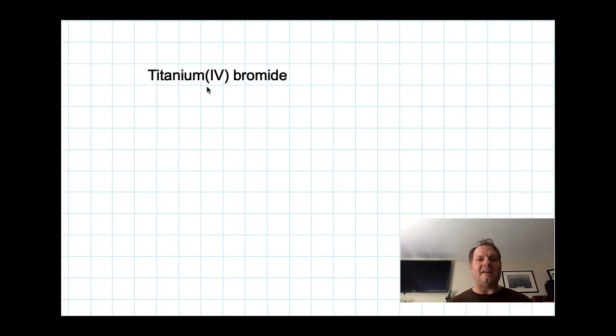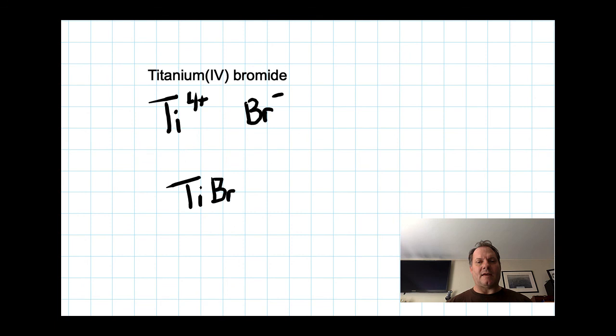How about titanium 4 bromide? The symbol of titanium is Ti, and of course, because it has a Roman numeral 4, I know its charge is 4+. Bromide, looking at the right of the periodic table, tells me it has a -1 charge. So if titanium is +4 and bromide is -1, I would need 1 titanium and 4 bromines. Titanium 4 bromide.